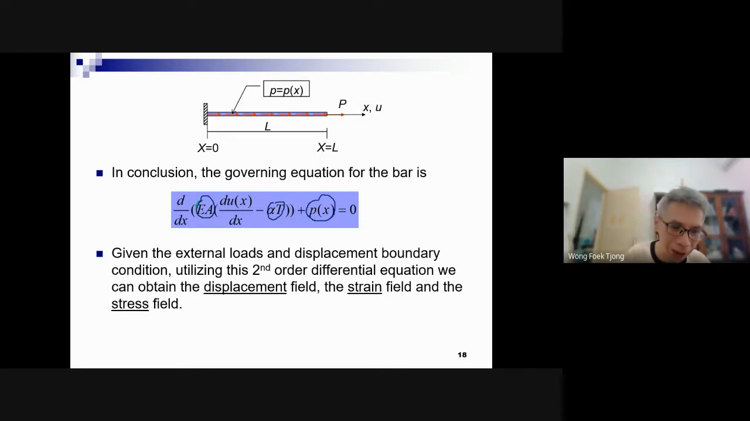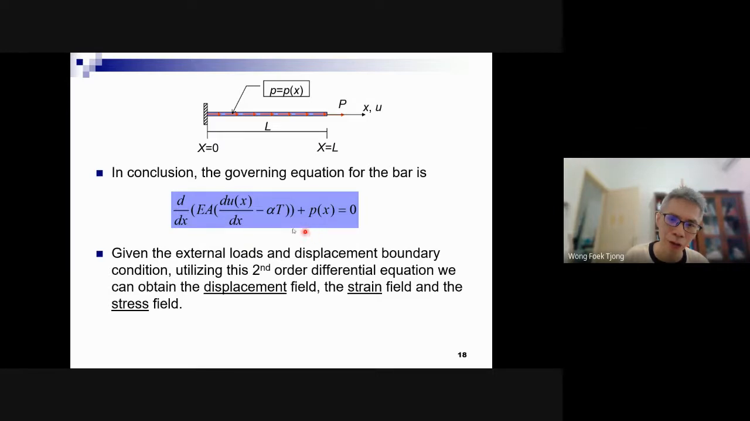Yes, the only unknown is the red one. I should use a red circle here. The only unknown is the displacement field. So what kind of equation is this? Is this an algebraic equation? No, this is a differential equation, right? What order is this differential equation? Second order, because it involves the second derivative. So this is the second order differential equation governing this bar.